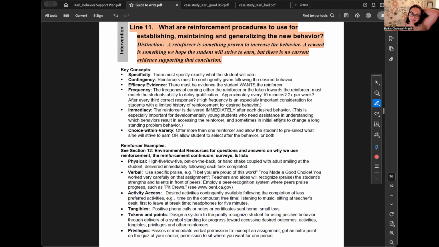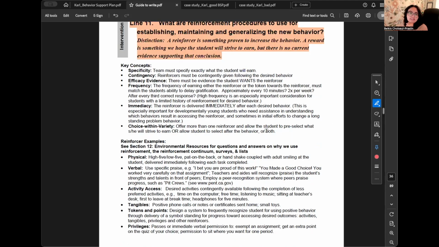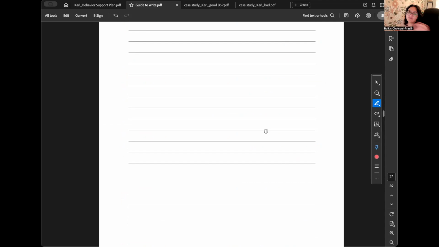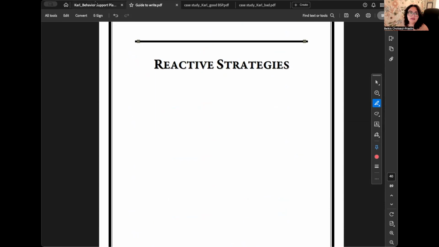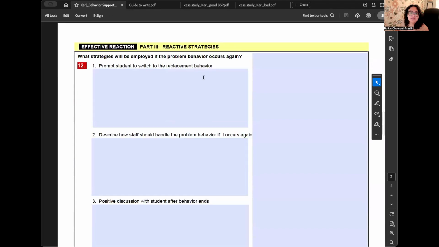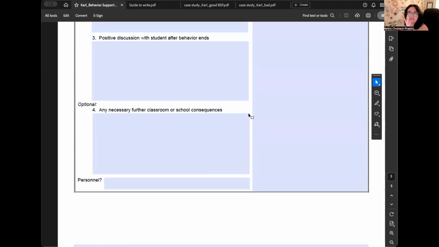So some reinforcement examples here are physical reinforcements, verbal, tangibles, tokens, and some extra privileges. There's lots in here to look through. And we, of course, had that whole section on reinforcement. This goes along with your rubric. And we're getting closer to the end here. We're going to look at reactive strategies. It's a little bit of a lengthy section because it includes 4 different parts.